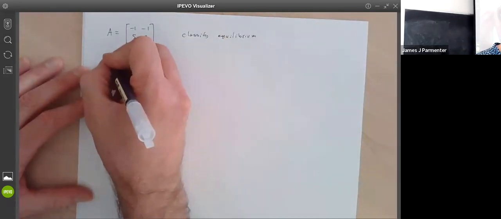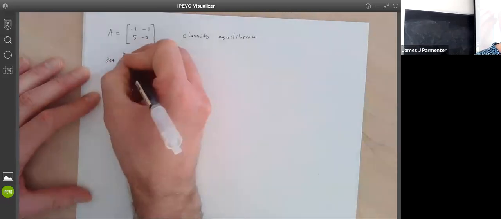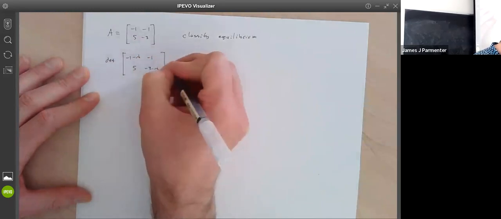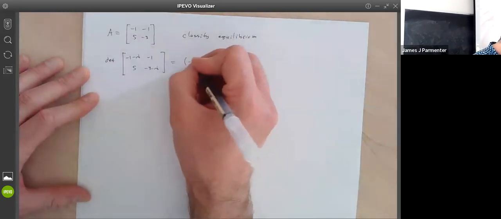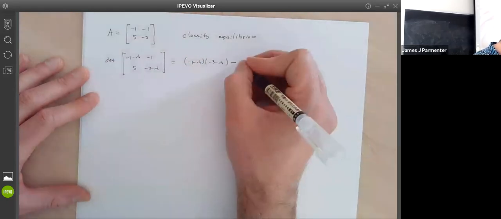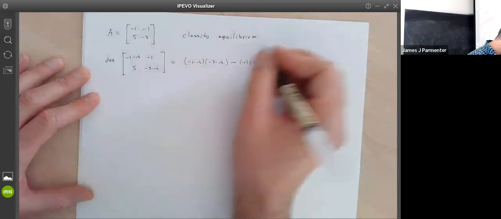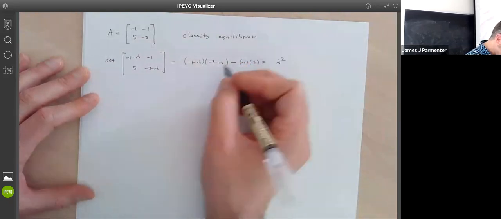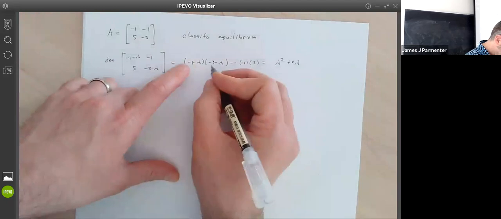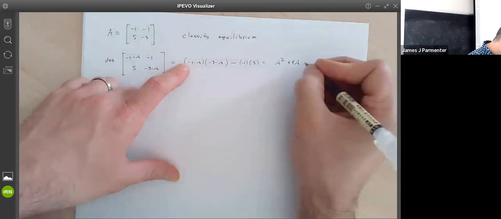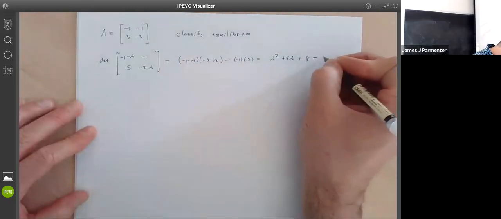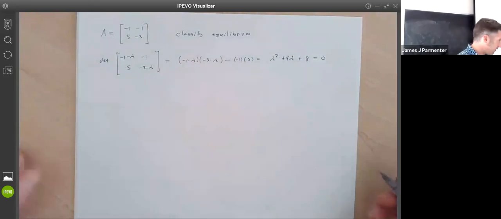So determinant of A minus lambda I is going to be -1 minus lambda, -1, 5, -3 minus lambda. Multiplying that out, I've got (-1 minus lambda) times (-3 minus lambda) minus (-1) times 5. That's going to give me lambda squared plus 4 lambda plus 3 plus 5. So there's my quadratic equation, and that definitely doesn't factor.